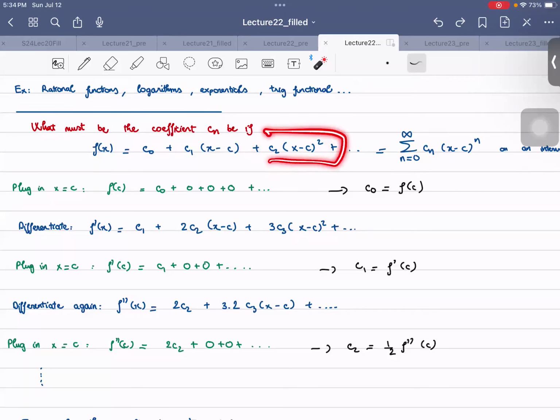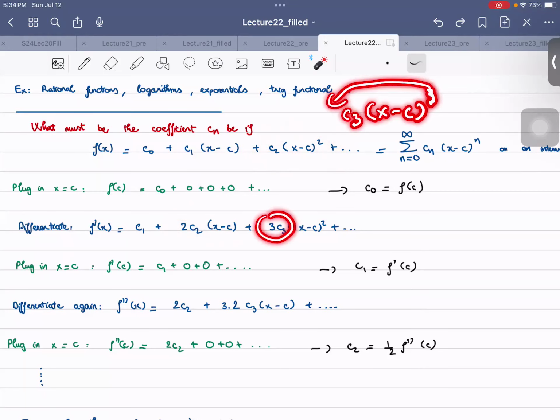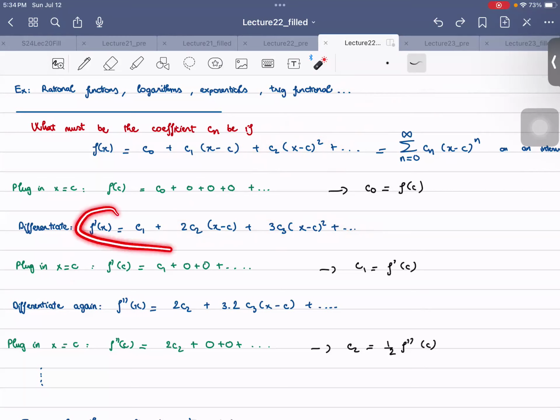The derivative of this term is, you bring 2 into the front, you have 2c2 times x minus c. The next term you have is c3 times x minus c to the power of 3. So you bring 3 into the front, you have 3c3 times x minus c squared, and so on. And the thing is, if you plug c into this equation, then f prime of c equals c1.